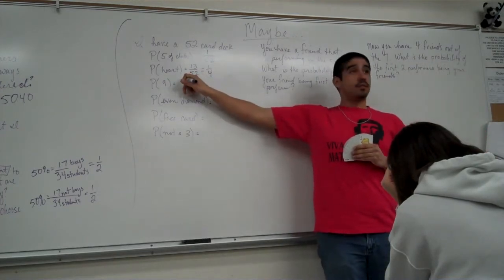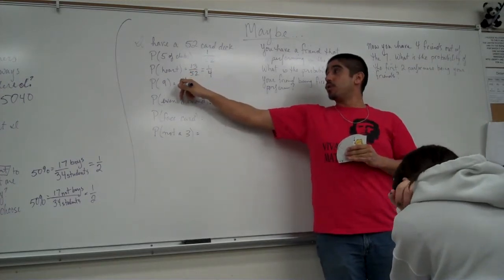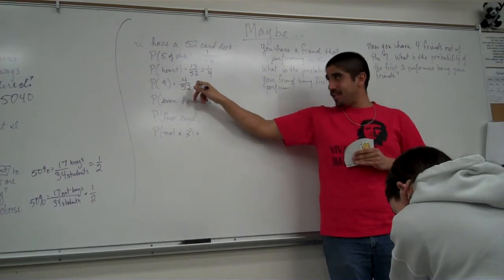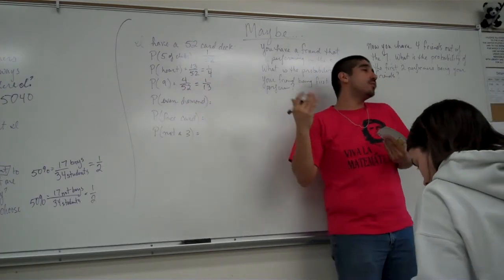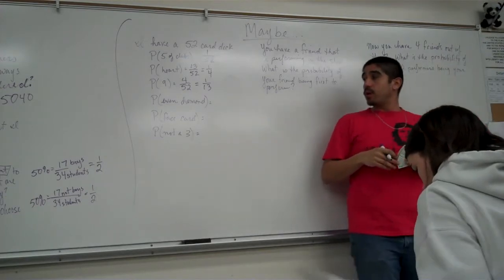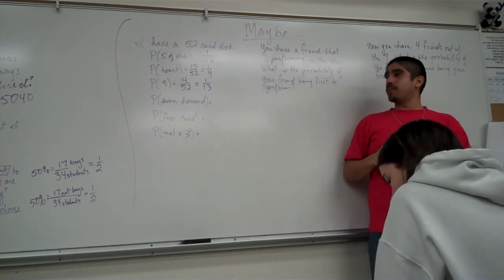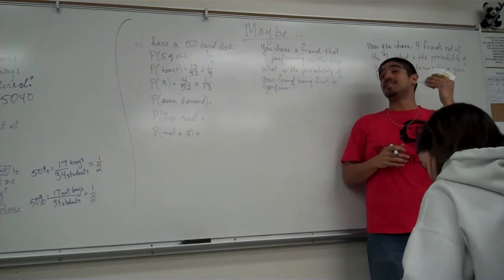So I heard 4/52, and that reduces to 1/13. Okay, so you always want to reduce these fractions. Here we go. What about the probability of getting an even diamond?